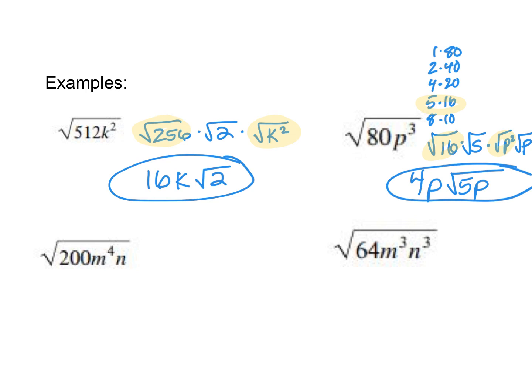All right, let's check on 200, m to the 4th n. 200 is pretty easy to work with because we know 100 is a perfect square, and 100 times 2 would make 200. So root of 100 times root of 2 is how I'm going to break that up.